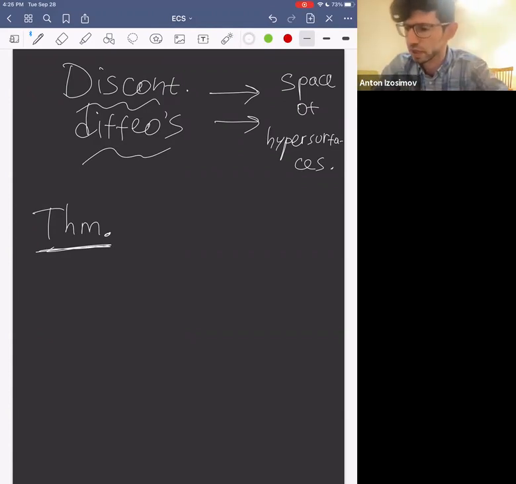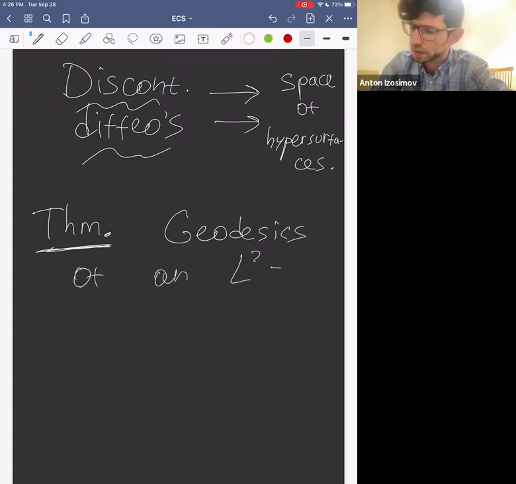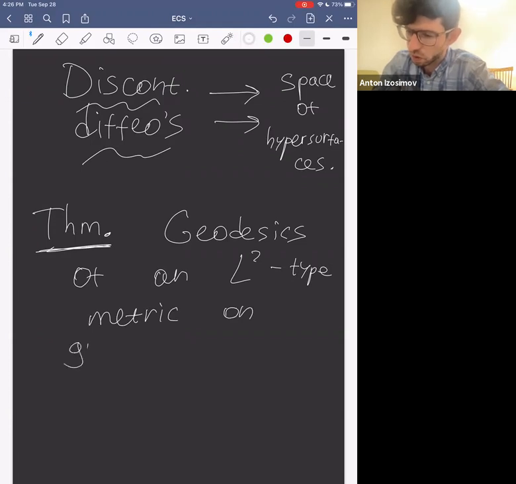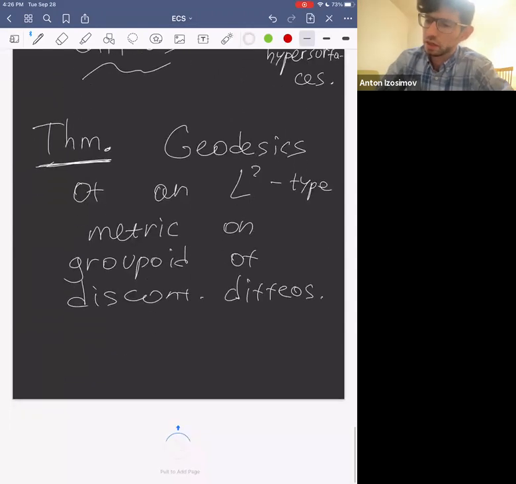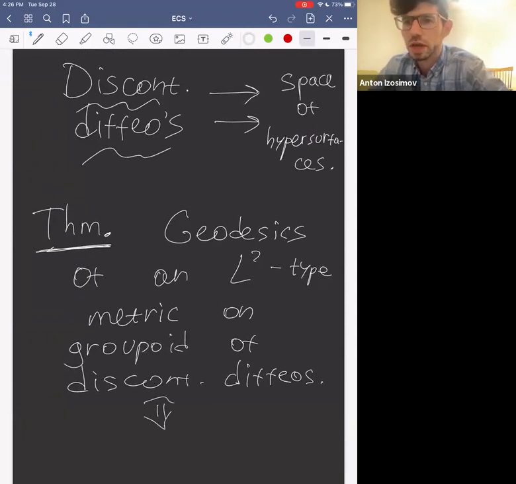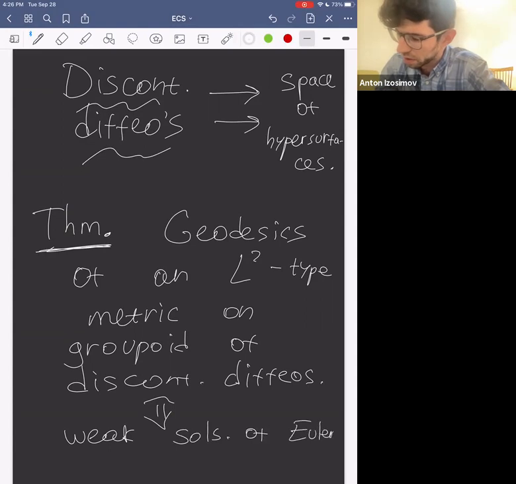And the theorem that we prove is that geodesics of an L2 type metric on a groupoid of discontinuous diffeomorphisms correspond precisely to vortex sheet type solutions of the Euler equation. And of course, one should consider weak solutions, because vector fields with vortex sheets are discontinuous. So this corresponds to weak solutions of the Euler equation of vortex sheet type.